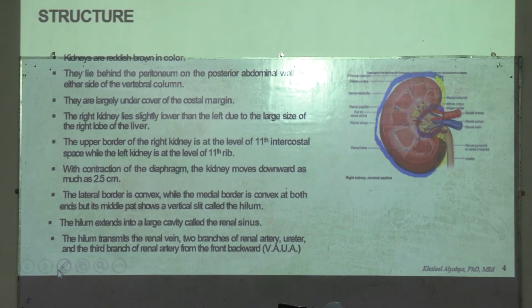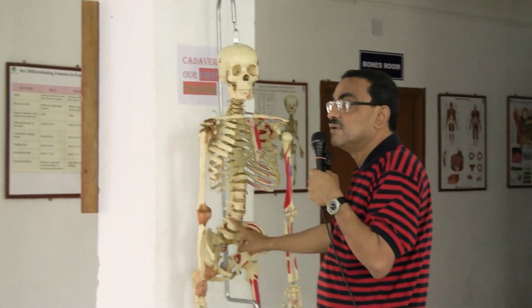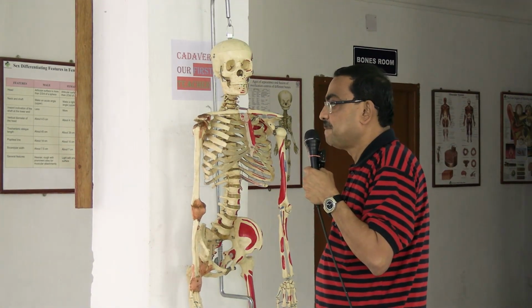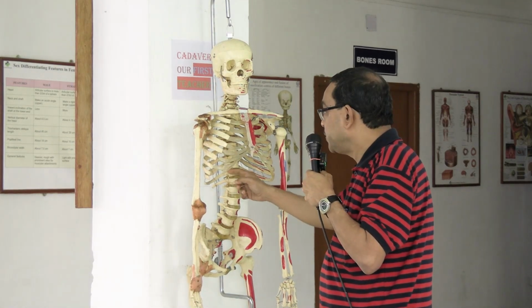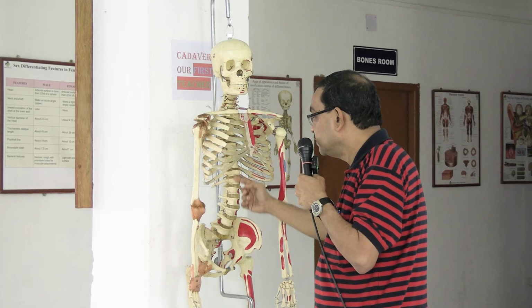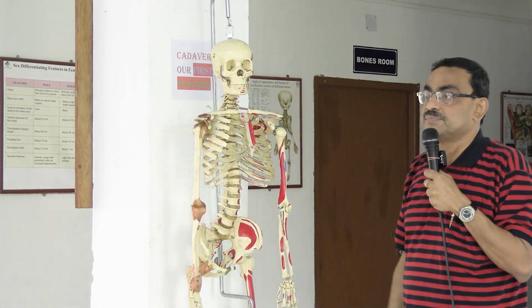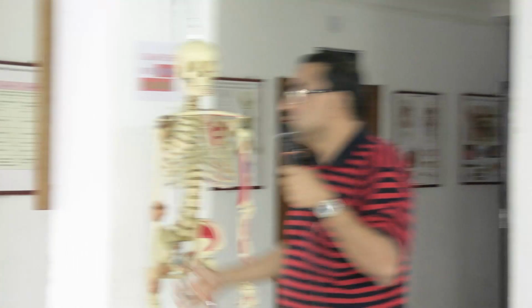Now, what is the exact position? The position is denoted by the vertebrae, from the L1 or T12 vertebra to the L3 vertebra. On the right side there is the liver.